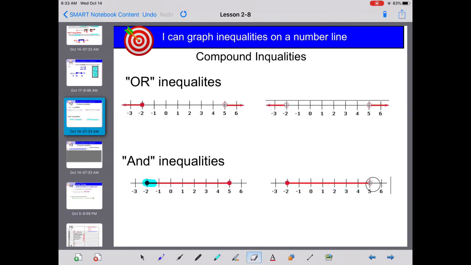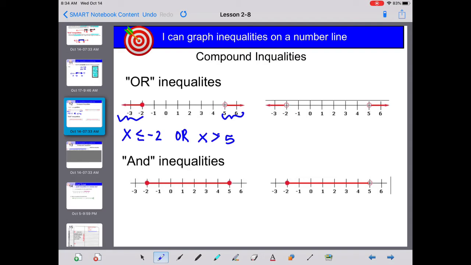So to write an inequality, you simply first focus on this one and write that inequality. Here, I've got x is less than or equal to -2. Then I write the word OR. Then I focus on this inequality. X is greater than 5.